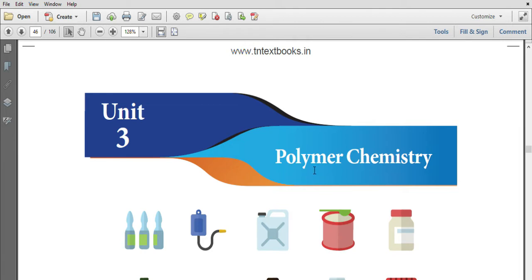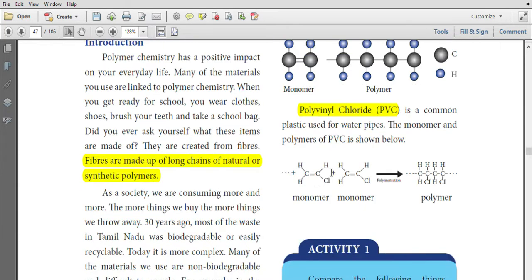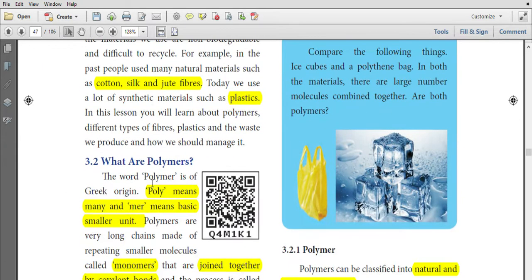Today we are going to see the lesson polymer chemistry. What is a polymer? The small monomers are combined and form a long chain, which is called a polymer. Fibers are made up of long chains of natural and synthetic monomers. Cotton, silk and jute fibers are natural fibers. Plastic is a synthetic fiber.